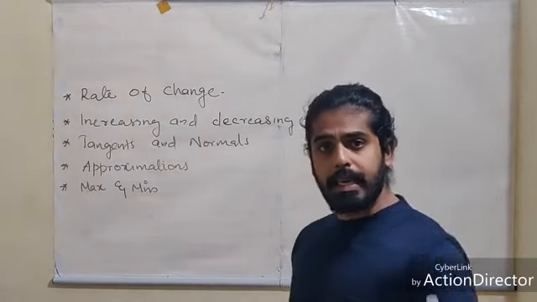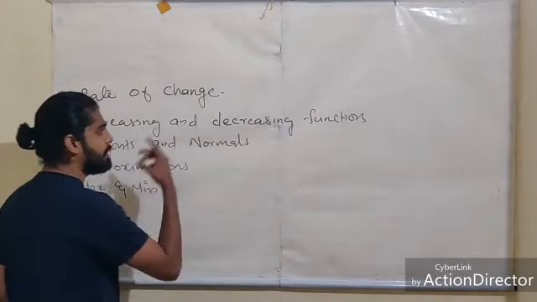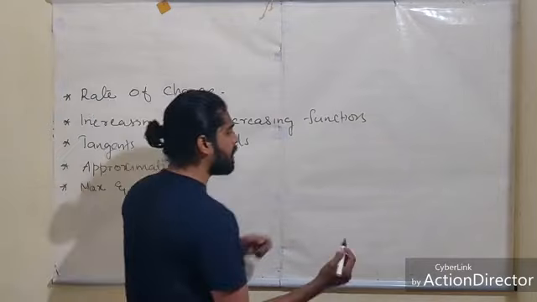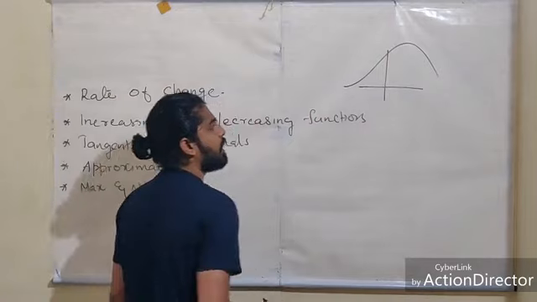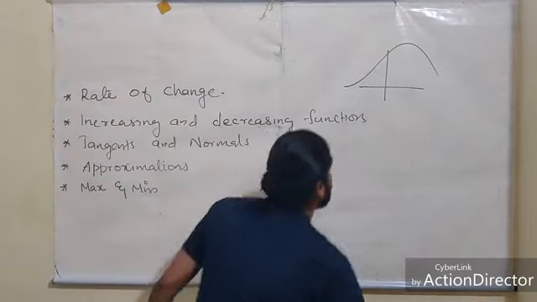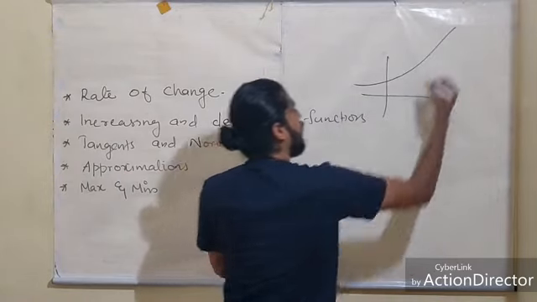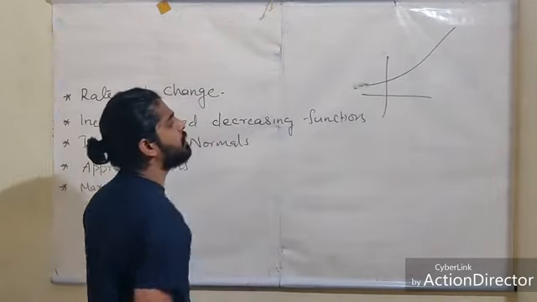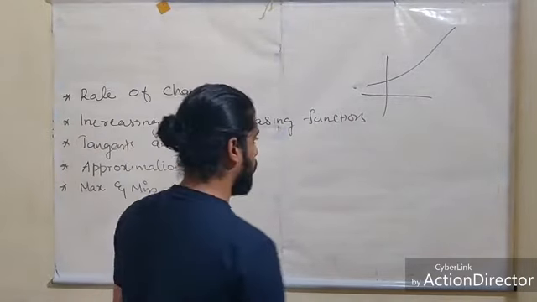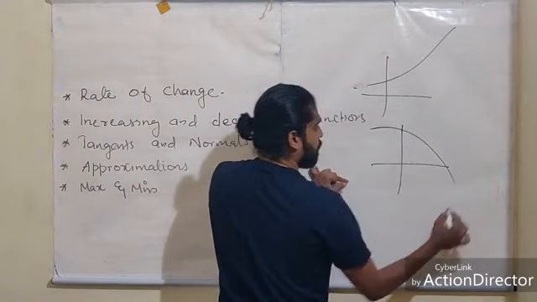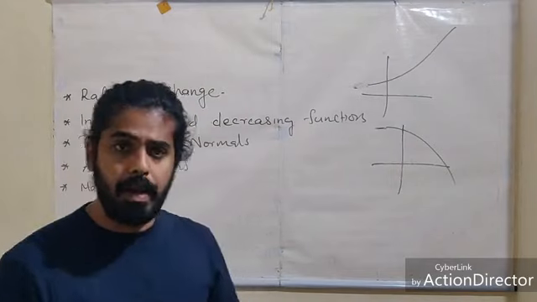So, increasing and decreasing functions. Maybe you are already familiar with the words increasing function and decreasing function. Increasing function means, suppose this is a graph of a function. Okay, let me draw another graph. Suppose this is a graph of a function. The height of this graph is increasing as we go from left to right. And the height of this other graph is decreasing as we go from left to right.